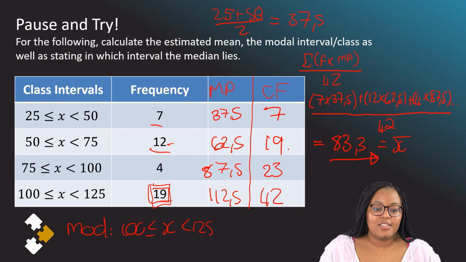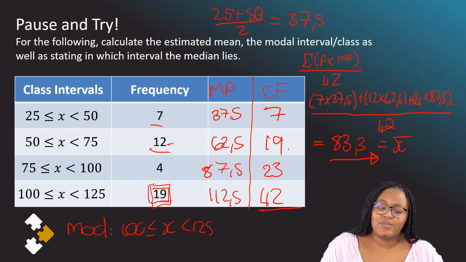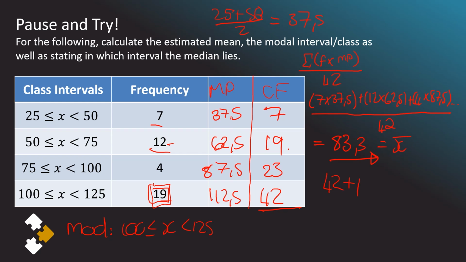For our median interval, we're going to look at the cumulative frequency of our final class interval, and we're going to add 1 multiplied by a half, as we did before. That's going to give us a value of 21.5. That is the position of our median, so it's between the 21st and the 22nd data point. And now we're going to look at our cumulative frequency.